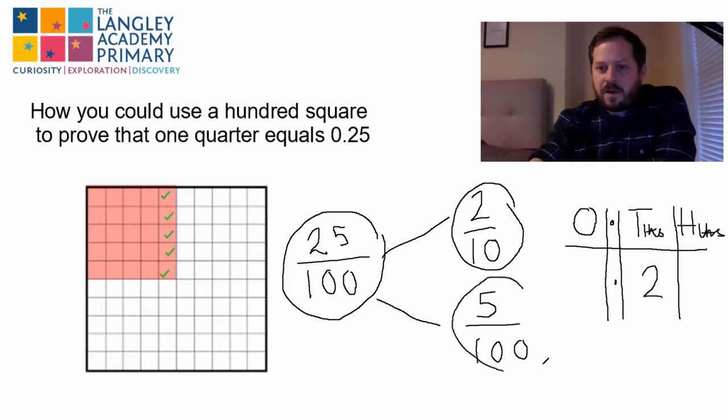We get 5/100, that's that bit there. We have no whole numbers, so it's a 0, so it's 0.25, and there it is. We've proved that it's right.